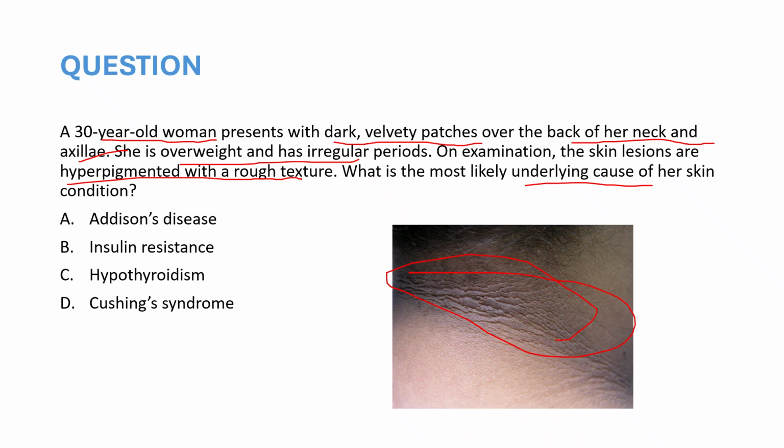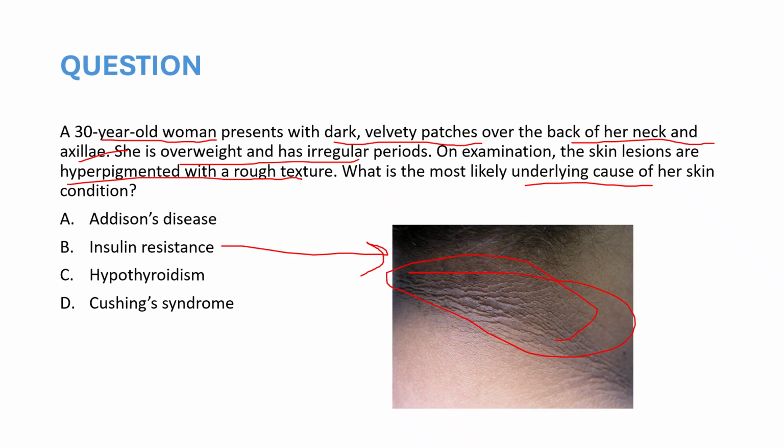And what is the underlying root cause of this? This is suggestive of insulin resistance associated with metabolic syndrome. The most common association is with PCOS, metabolic syndrome and diabetes. You can have it with other things as well, but mainly you are supposed to rule out diabetes and PCOS in those individuals, especially if they are overweight and having irregular periods. Always think of insulin resistance. So this diagnosis is acanthosis nigricans and the root cause is insulin resistance.